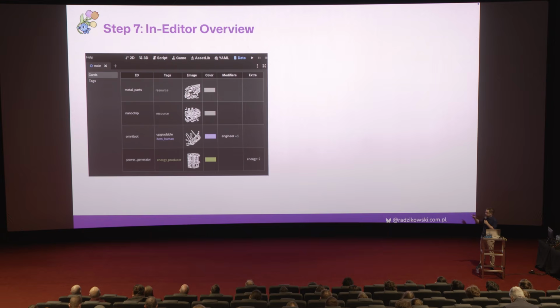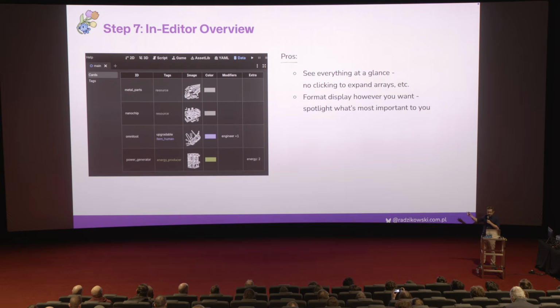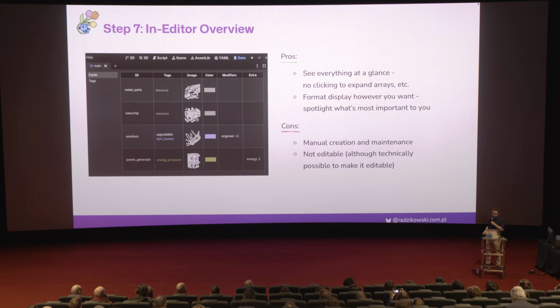In one evening, you can totally make such a view. You add a new tab to the Godot editor where you can render all your data in any way you want. For example, as a nice table with rendered images and everything. And then you can see everything at a glance. You see all the images loaded, all the dynamic data that you loaded. You don't have to expand arrays if you write everything down here, and you can format it however you want, because you also need to create this whole thing manually and you have to maintain it, which is some effort.